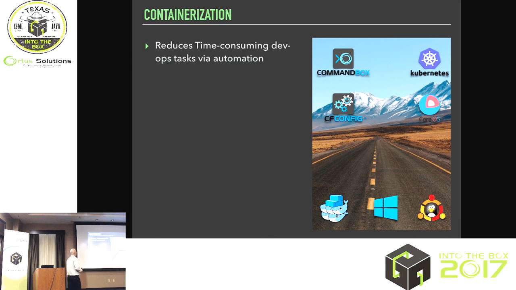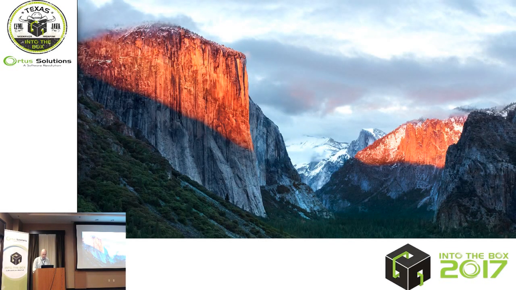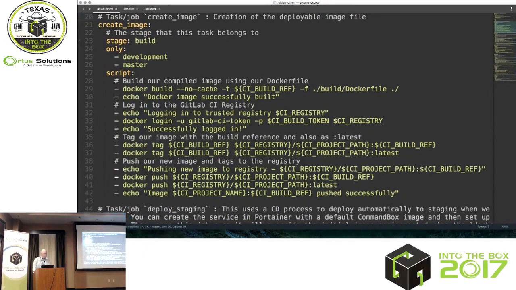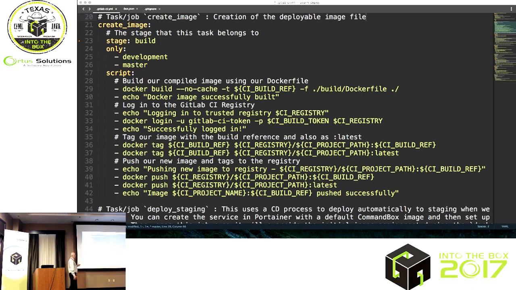So having containerized systems reduces the time. Let me give you an example of what that looks like real quick. I can't actually log into VPN here, because I was going to show you a live build process, but I can't. So this uses GitLab. You can use Travis, you can use Bitbucket Pipelines, Jenkins, whatever, it doesn't matter. This one uses Travis.